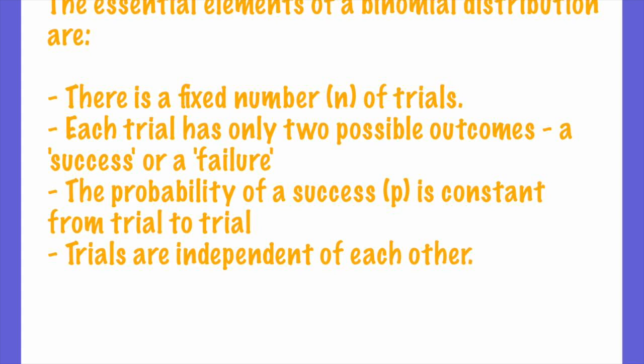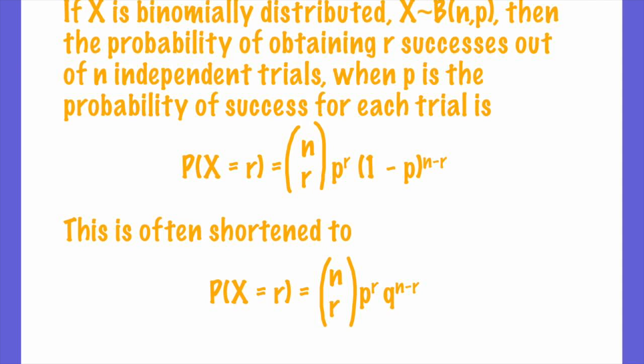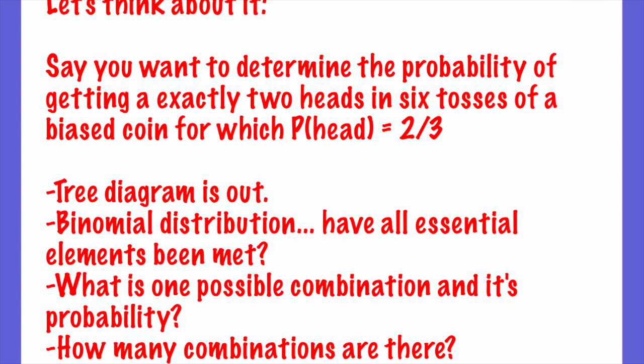Does it have 2 outcomes? What are the 2 outcomes? Heads or tails. And the probability of success is constant from trial to trial, meaning, what's the probability of getting a head? 2/3. And it's a biased coin that you're flipping every time, so it's not changing. And yes, just because you get a head the first time doesn't necessarily mean you're going to get a head the next time. Is everybody with me? So, all those things are met.